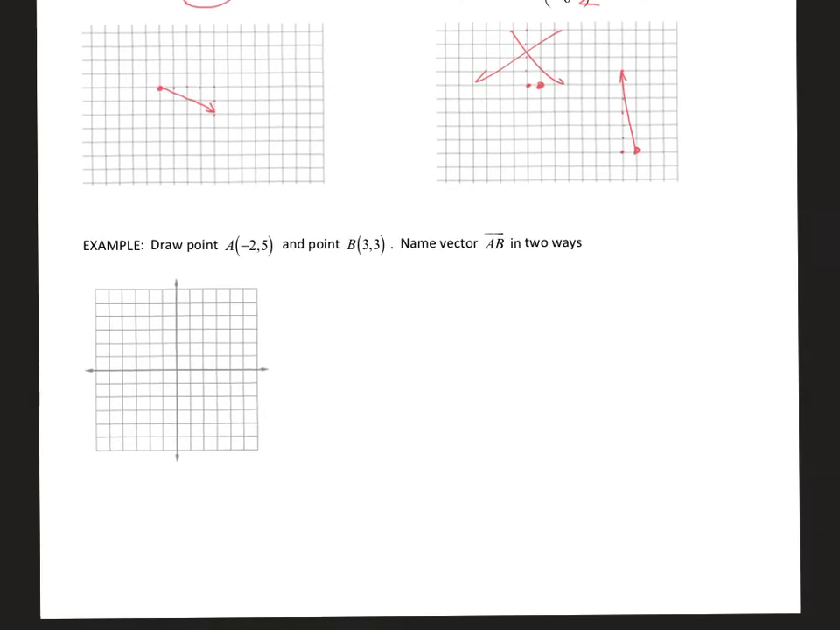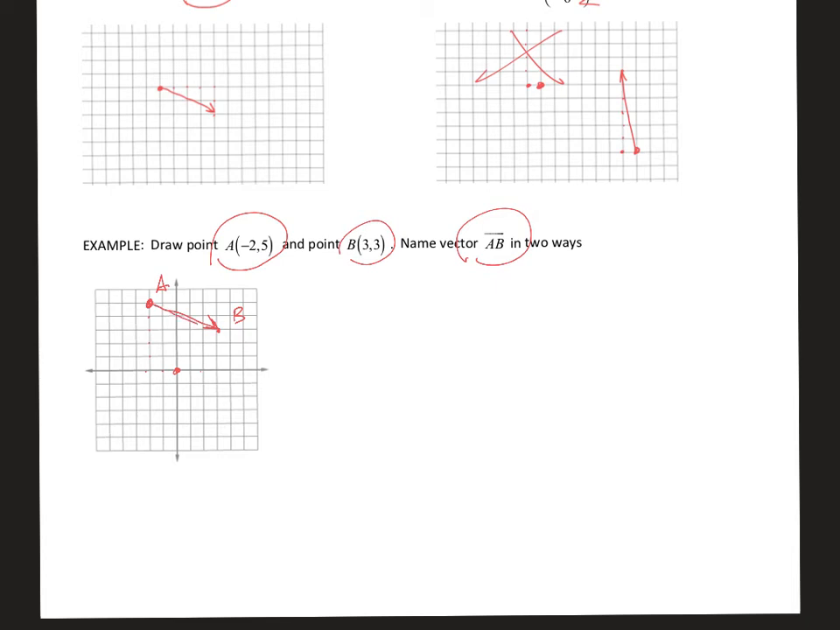Notice that we're doing this one on actual graph paper with an origin. They want me to draw point A at negative 2, 5, so negative 2, 1, 2, 3, 4, 5, that's point A, and point B at 3, 3, 1, 2, 3, 1, 2, here's B. And then they want me to name vector AB. Notice the order really makes a difference. AB starts at A and heads towards B. And it says to name it in 2 ways.